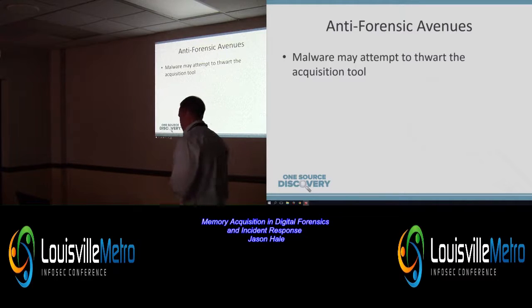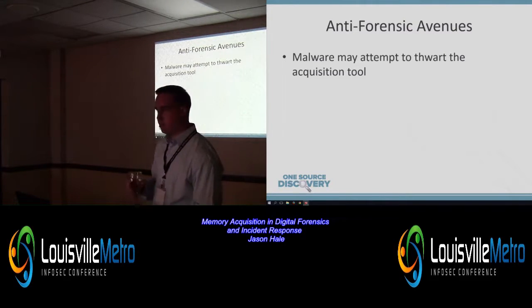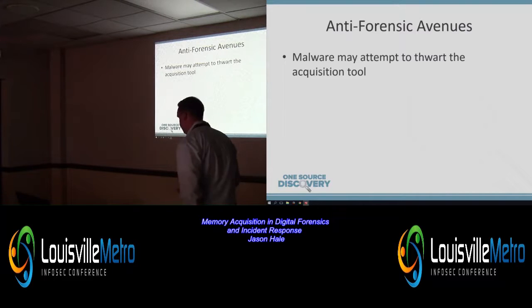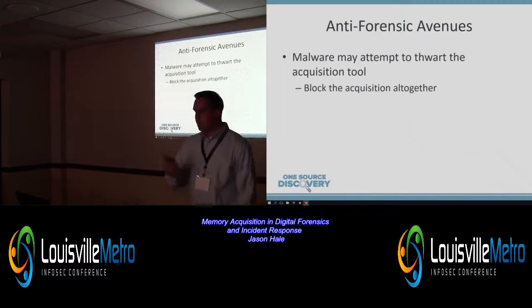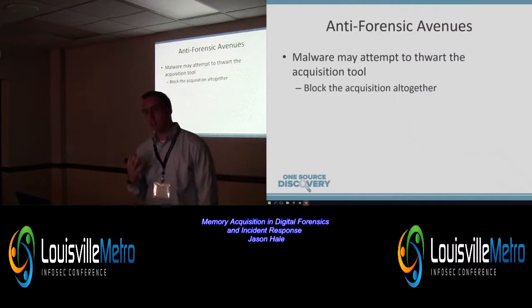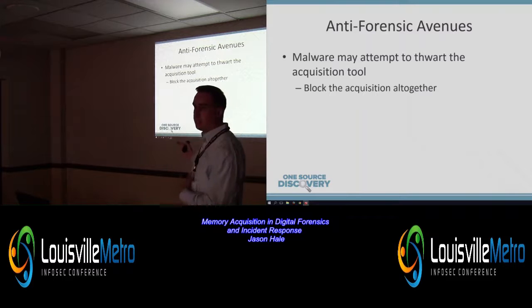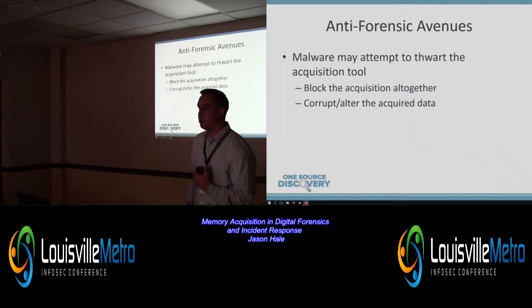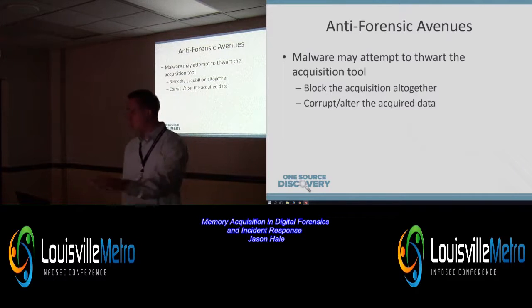Okay, so we're going to wrap up talking about potential anti-forensic avenues. And we're really going to focus here on the software acquisition process, because this is the most common way to acquire memory, running a tool on the system to dump memory out. So there are a couple of ways that tools can do this, that malware can do this. The first, and these are very general, is to block the acquisition altogether. And the second, and a little bit more nefarious in my opinion, is to corrupt or otherwise alter the data that is actually being acquired by the tool. And we'll look at each one of these here in just a minute.